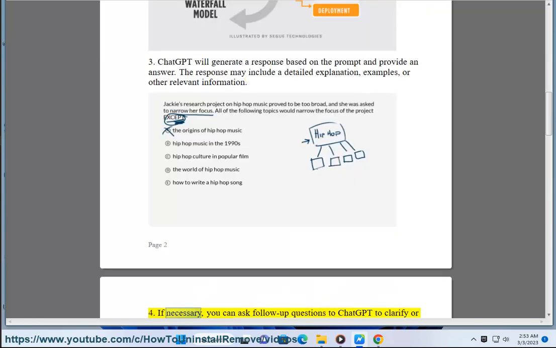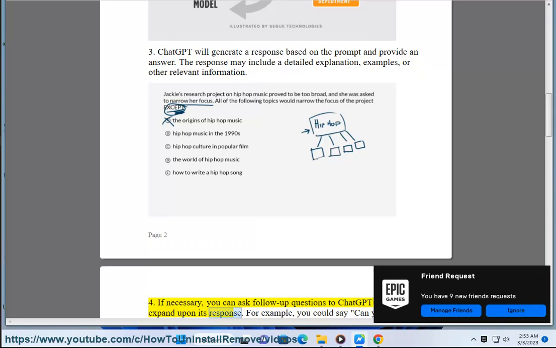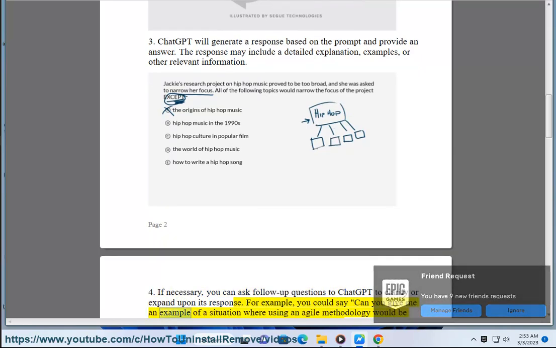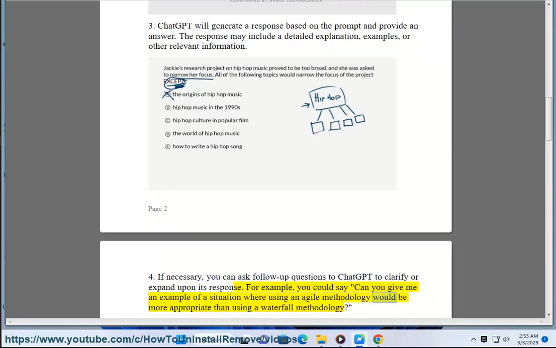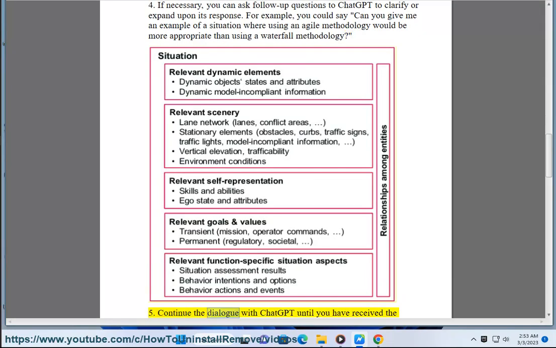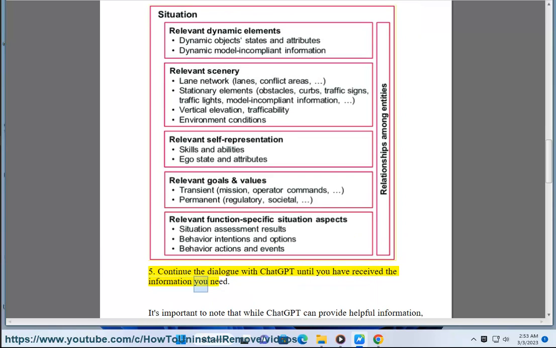4. If necessary, you can ask follow-up questions to ChatGPT to clarify or expand upon its response. For example, you could say, "Can you give me an example of a situation where using an agile methodology would be more appropriate than using a waterfall methodology?" 5. Continue the dialogue with ChatGPT until you have received the information you need.